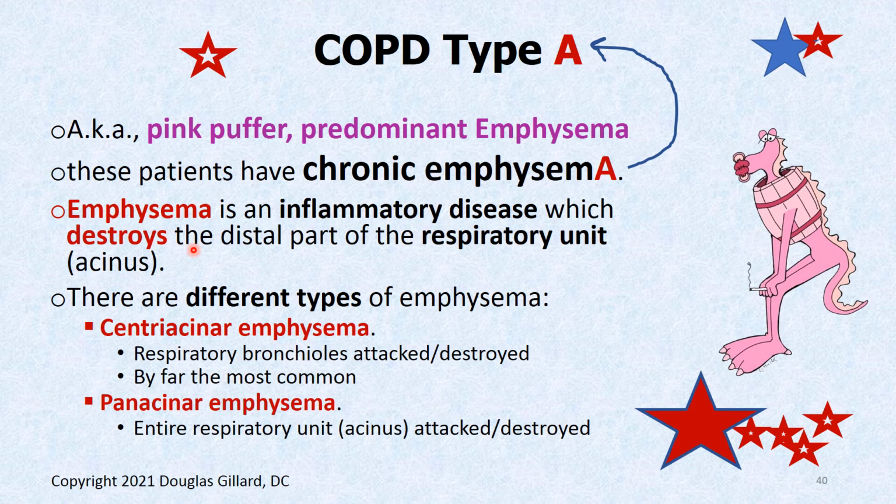I'm switching gears here. Which one is a pan-inflammation, Crohn's disease or ulcerative colitis? Crohn's disease is a full thickness, a pan-inflammatory disease of the intestinal wall. So in panacinar emphysema, the entire respiratory unit is destroyed. This one is more rare. The most common one is the centriacinar.